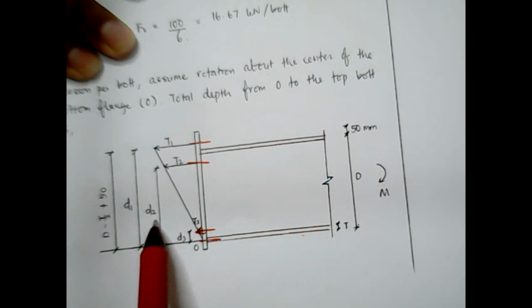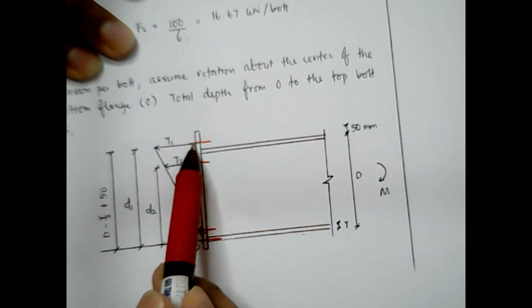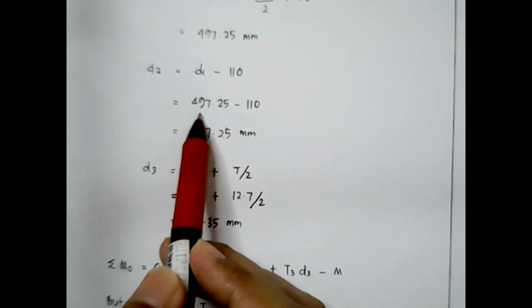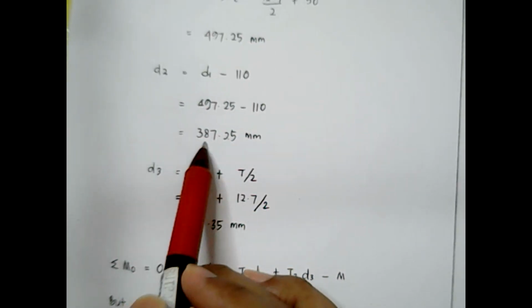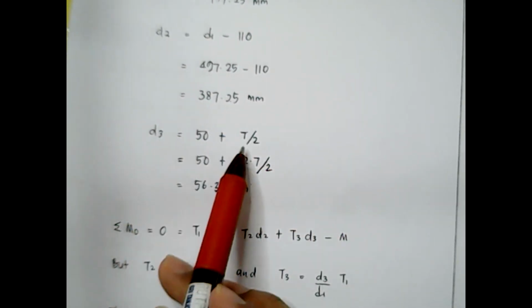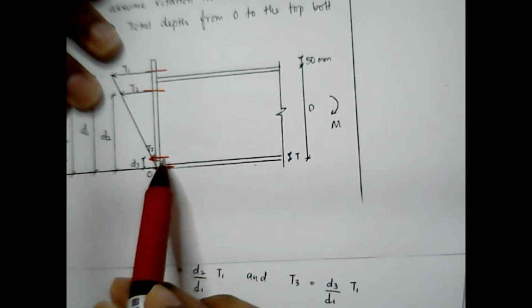So D2 is here. And then you know that the distance between T1 and T2 is 110 millimeter. So the overall height D1 minus 110, you get 387.25. And D3, you know it is 50 mm.